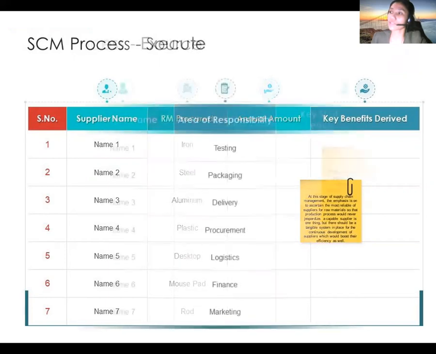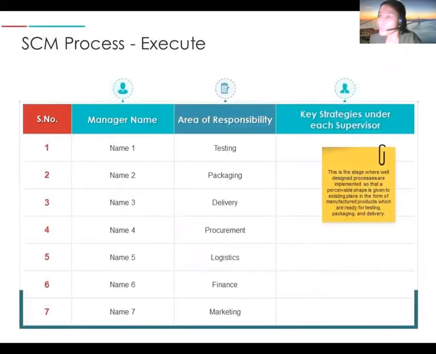Then next, let's talk about the process execute. This is the stage where well-designed processes are implemented so that a perceivable shift is given to existing plants in the form of manufactured products which are ready for testing, packaging, and delivery.